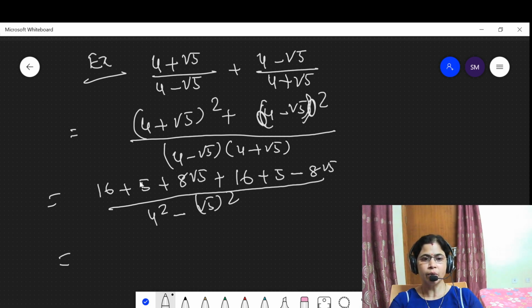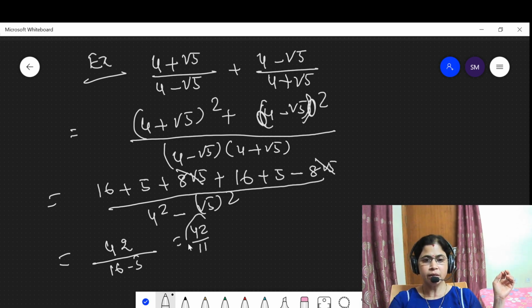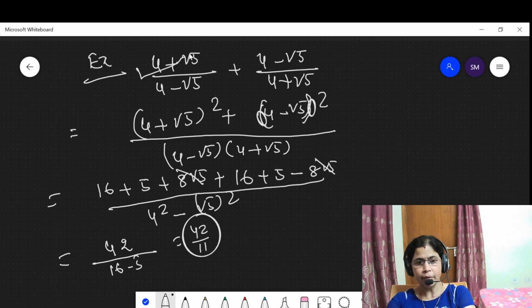Then in the numerator, 8 root 5 and minus 8 root 5 cancel. You add 16 plus 5 is 21, 21 plus 5 is 26, 26 plus 16 is 42. So 42 upon 16 minus 5, which is equal to 42 upon 11. This is the answer to the given question. Here the question is given, and by simplifying you get the answer.